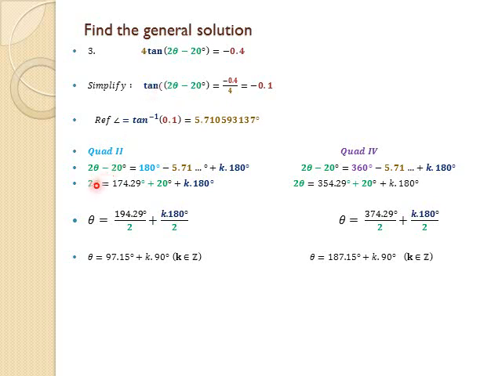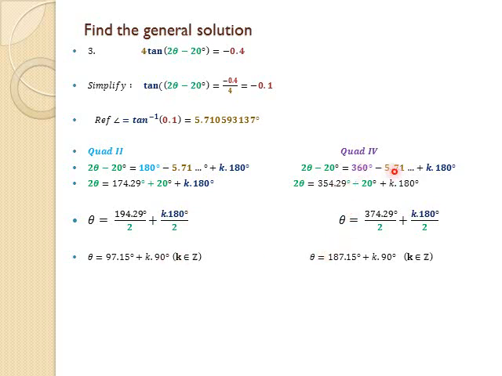So there, 2 theta, take 20 over, become plus 20. 180 minus that gives me 174.29. Plus the 20 would give me 194.29. Always divide with a coefficient of theta there. So 2 theta must become theta. So I divide everything by 2. 194.29 divided by 2 gives me 97.15. 180 divided by 2 would give me 90.